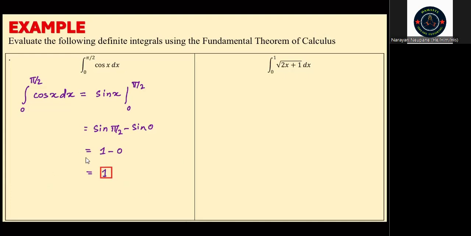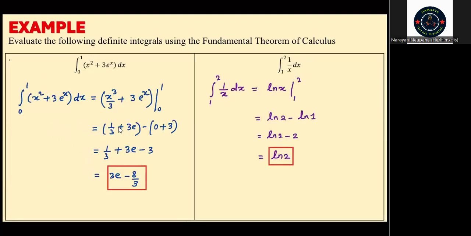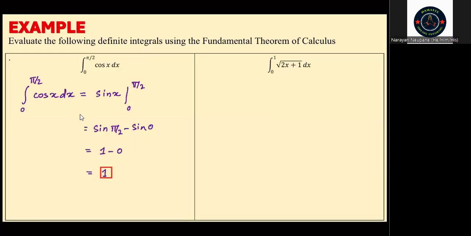Okay, so in these three examples, first, second, and third, we were able to use the reverse process of differentiation to find the value of the integral. Now let's look at this one. In this, we have the integral from 0 up to 1 of the square root of 2x plus 1, or I can also write 2x plus 1 with power half, square root. We integrate with respect to x.